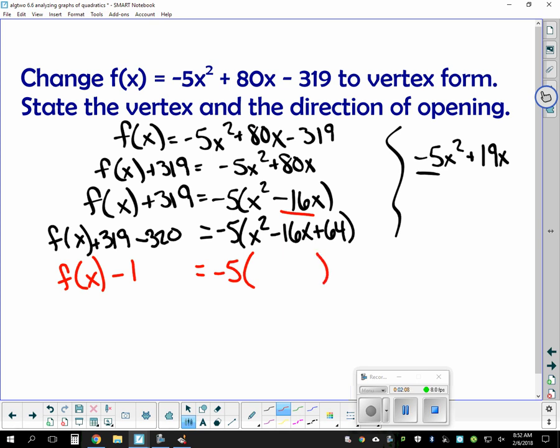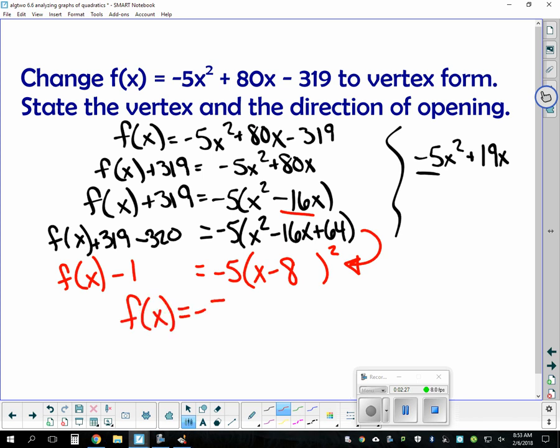Finish completing the square. What is the quantity squared? Technically, what are you doing from this step to this step? You're factoring, technically, but the shortcut is just divide b by 2. One more step. Add 1. F of x equals -5 times x minus 8 quantity squared plus 1. What's the vertex? 8, 1. Good. 8, 1. Your h and your k.